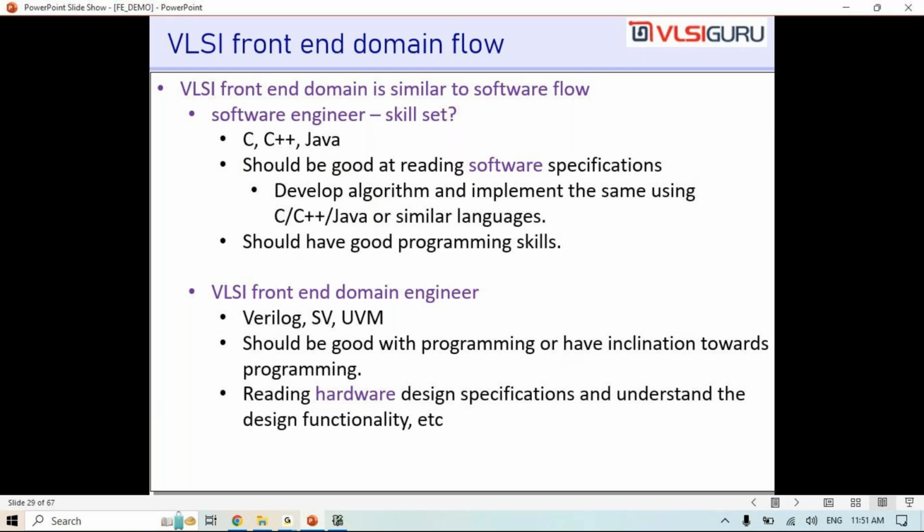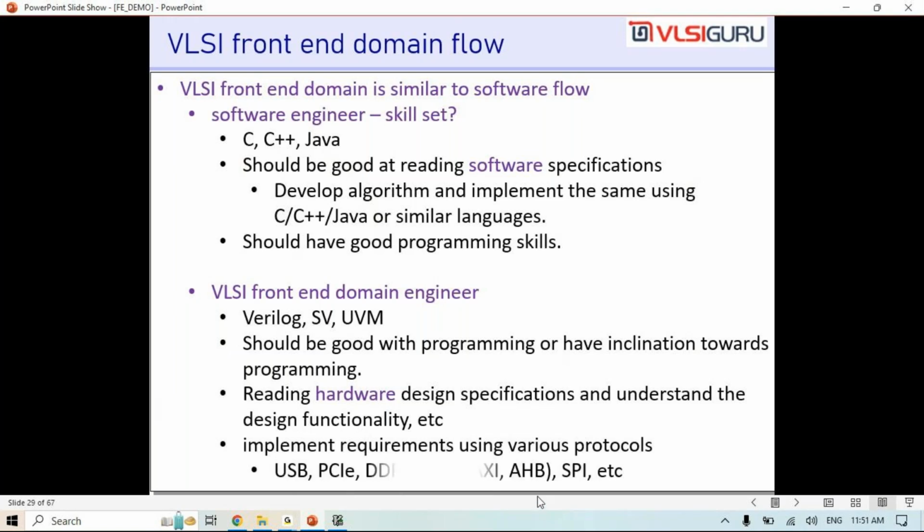You should read the hardware design specifications and understand the design functionality, because when you are developing and verifying hardware, you should understand how that hardware behaves, and implement it using different protocols. What kind of protocols? USB, PCI Express, DDR, AMBA, various protocols.